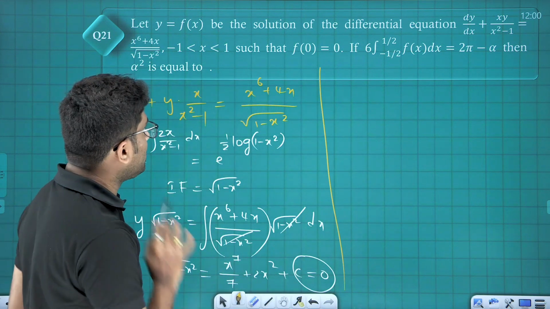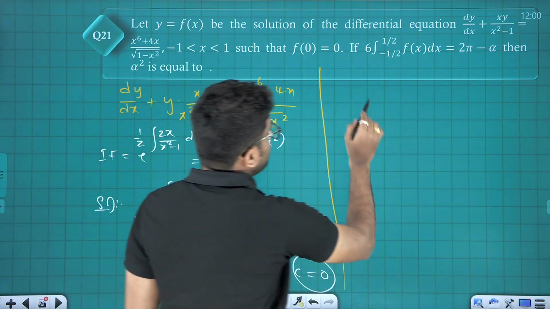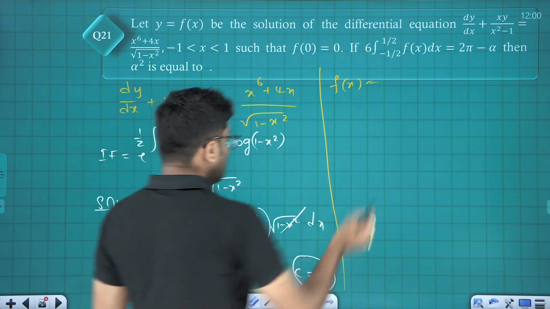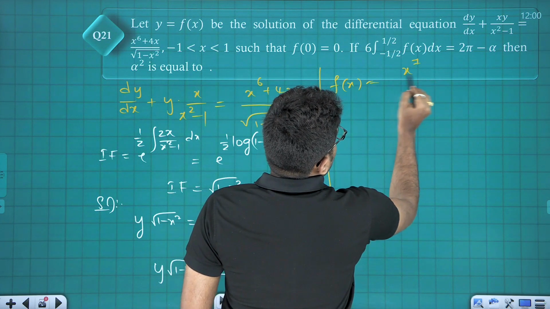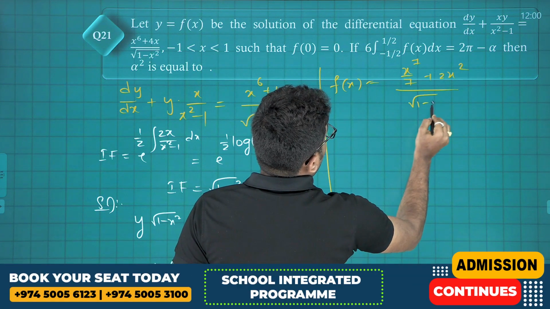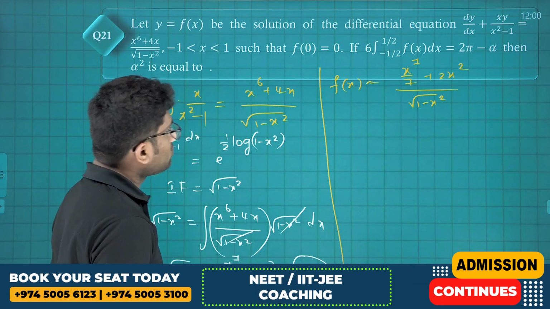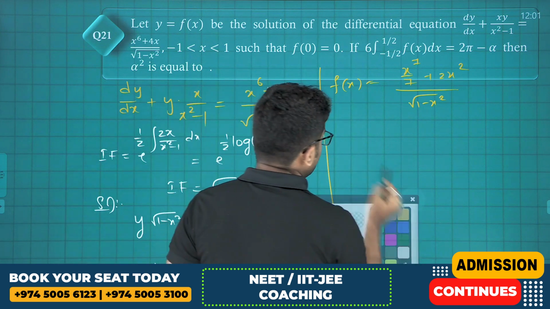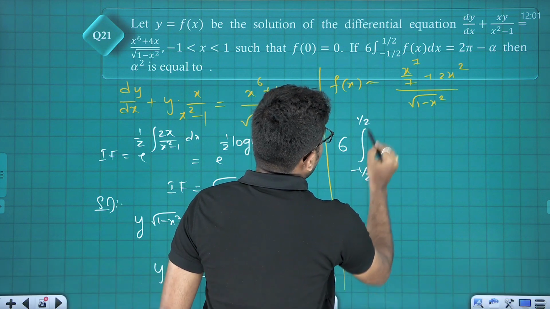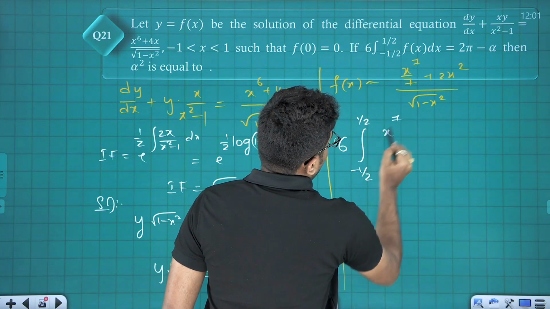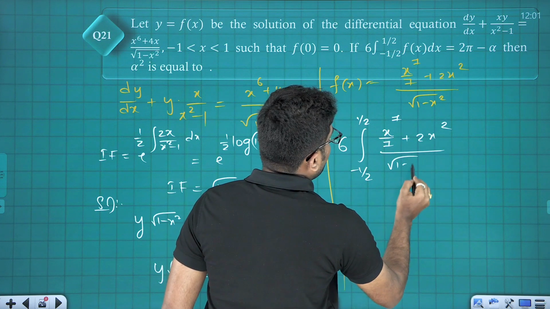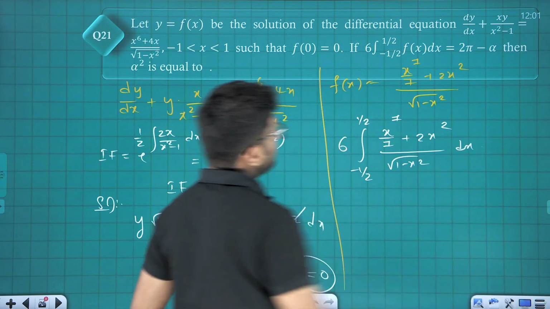That is nothing but c is equal to 0. So 6 times, now what is f of x? f of x is nothing but y is equal to (x^7/7 + 2x^2) whole divided by root over 1 minus x^2. Now 6 times the integral from minus 1/2 to 1/2 of f of x, where f of x is (x^7/7 + 2x^2) by root over 1 minus x^2 dx.